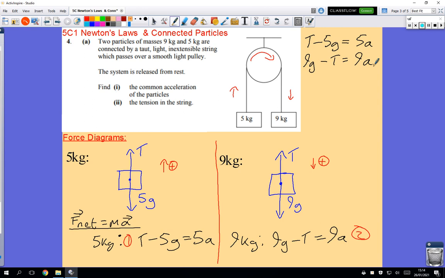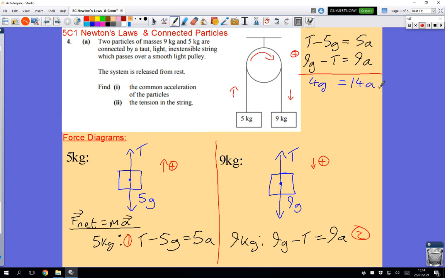And what I'm going to do is use the addition property of equations, which says if equal quantities are added on both sides of an equation, then the two sides remain equal. So we're going to add these two equations together, adding 9g minus T on the left, adding 9a on the right. And what happens is kind of nice: 9g added to negative 5g is just 4g. But T added to negative T, well they will cancel out. And 5a added to 9a is going to be 14a.